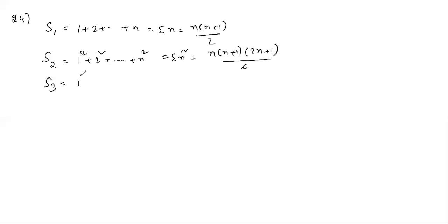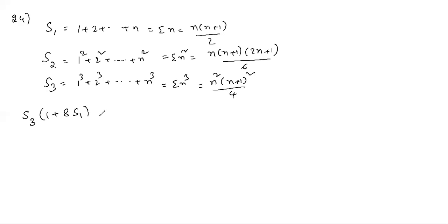S3 is 1 cube plus 2 cube plus and so on plus n cube. This is sigma n cube, which is n square into (n plus 1) whole square by 4. These are the values of S1, S2, S3. Now we have to prove that 9 S2 square equals S3 into (1 plus 8 S1). So consider the right-hand side, S3 into (1 plus 8 S1).